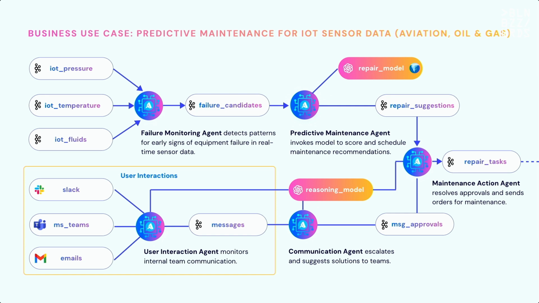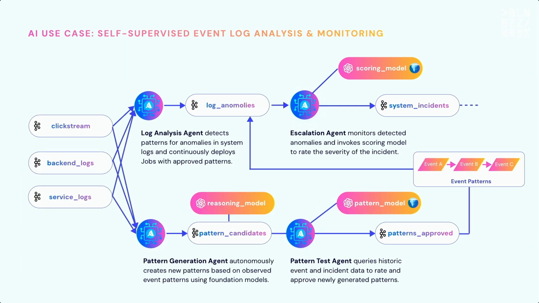Another example would be predictive maintenance, a super important use case for the aviation industry or also for oil and gas. So you could think of some sensors that continuously produce data. You have a failure monitoring agent that selects failure candidates. You have a repair model that predicts when a specific component should be repaired. You have that as a suggestion. You then again get human approval, and then you have a maintenance action agent in the end to resolve those approvals and task the relevant repair tasks to be executed, ideally before the plane is flying somewhere in the world and it's very expensive to ship the relevant part to that other part of the world.